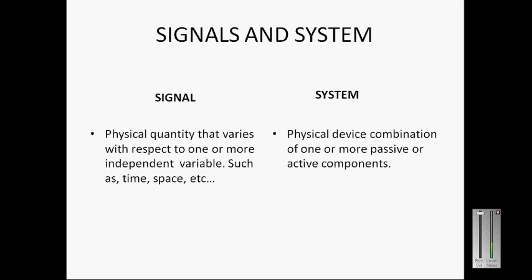A signal is a physical quantity that varies with respect to one or more independent variables. Those independent variables are time, space, amplitude, etc. Then the definition of a system. A system is a physical device that is a combination of one or more passive or active components such as resistor, capacitor, transistor, etc. Here the system input is also a signal and the output is also a signal or excitation.